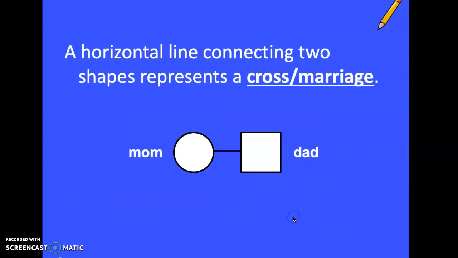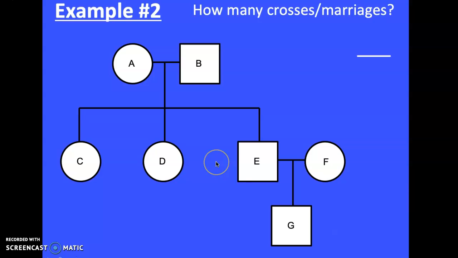Okay, a horizontal line connecting 2 people is going to be a marriage. This is saying this female and this male are married. Now, how many marriages are in this pedigree? If you said 2, you are correct. There is 1 here, and then there is a second one right here. And you can see these 2 people had 3 kids wherever they're connected. Okay, 3 kids, and now their son got married and had 1 kid. This would be 1, 2, 3 generations.